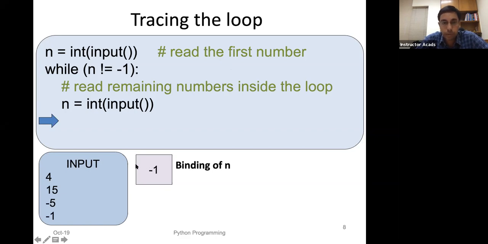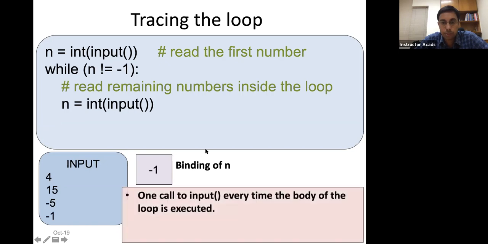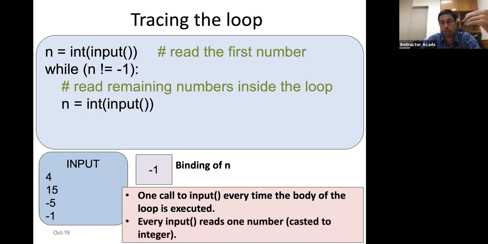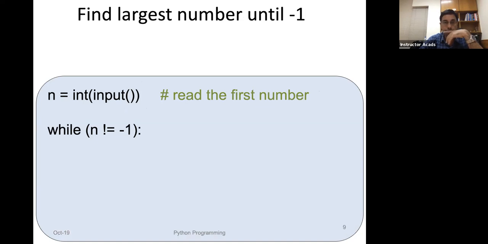Okay, so I have a small quiz here. One call to input every time the body of the loop is executed, and every input reads exactly one number, and that is cast to an integer.